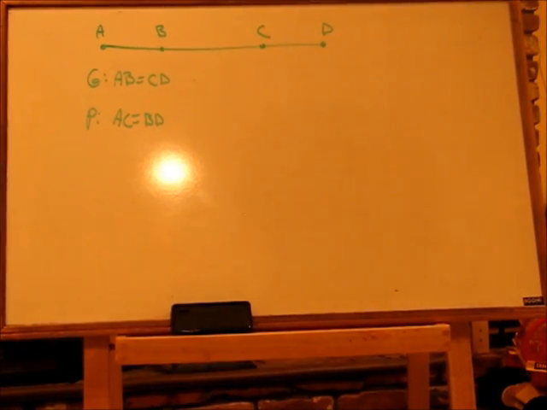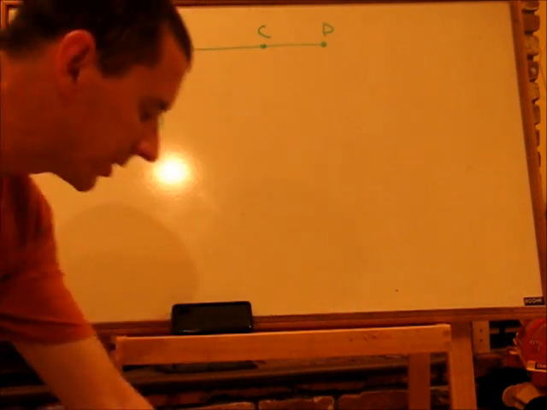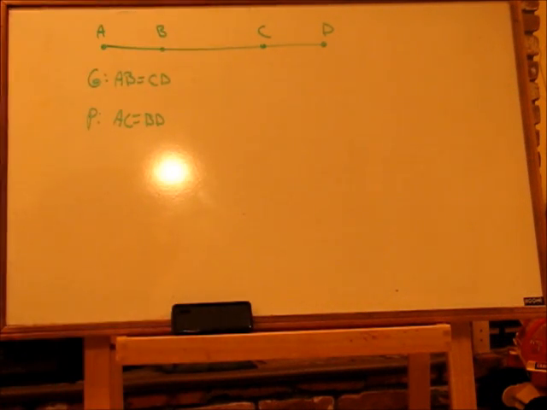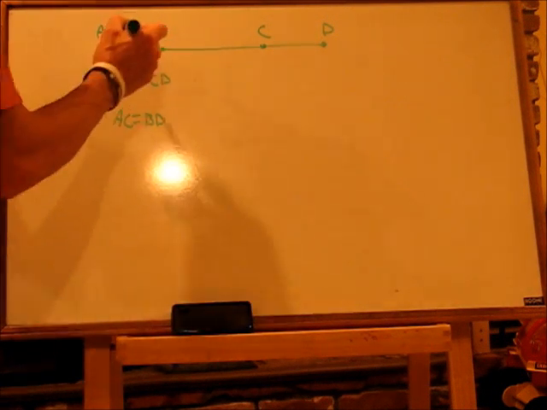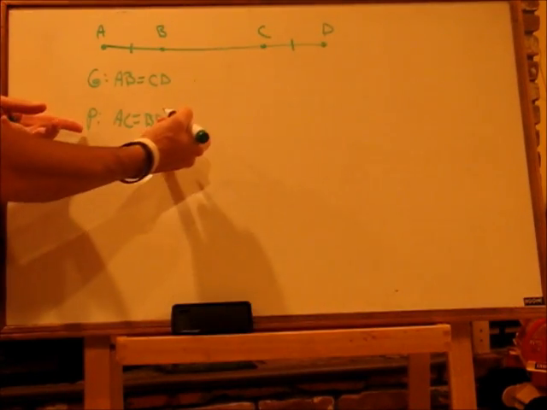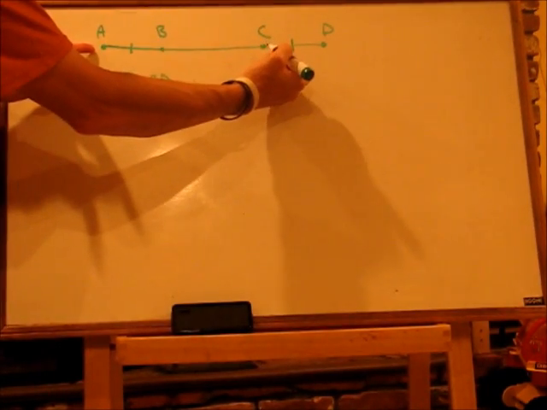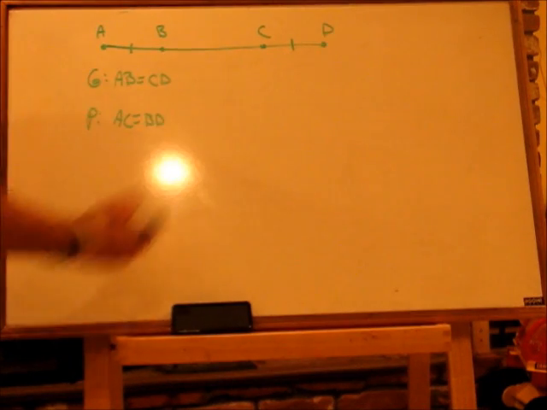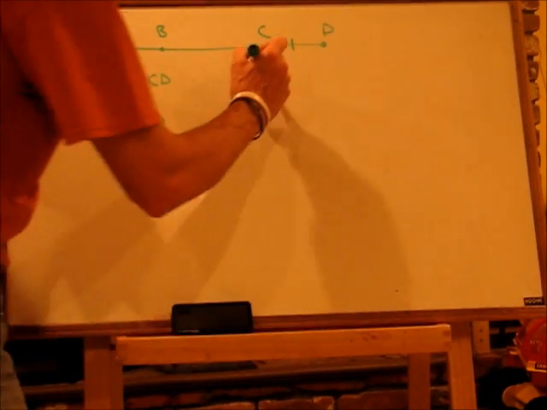Alright, here's just a little twist on what we just did with segment addition. Because now I've got just one segment. It's broken up into a couple pieces. But we're given that the length of segment AB equals the length of segment CD. We're trying to prove that segment AC is equal to segment BD. So let's see if we can set this one up.